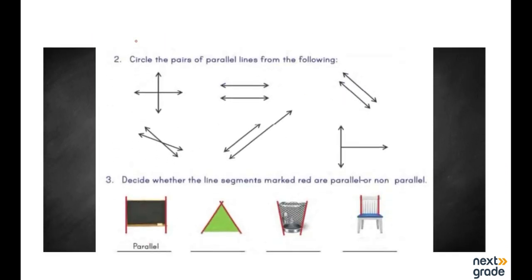Right, now let's move on to the next slide. In this question, circle the pairs of parallel lines from the following. What you have to do is only circle those lines that are parallel lines. Let's revise this concept, which lines are parallel lines. Parallel lines are the lines that never meet, and they are at equal distance from each other. They never cross. And we write here, never meets.